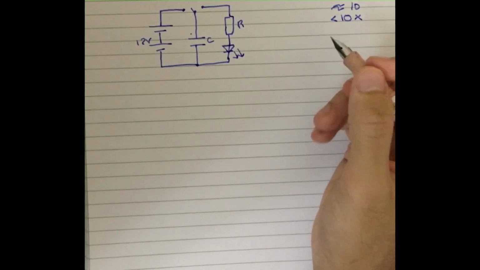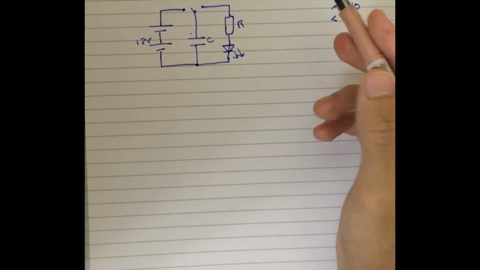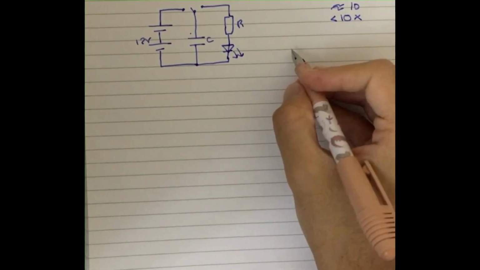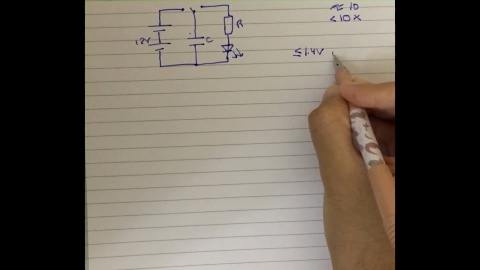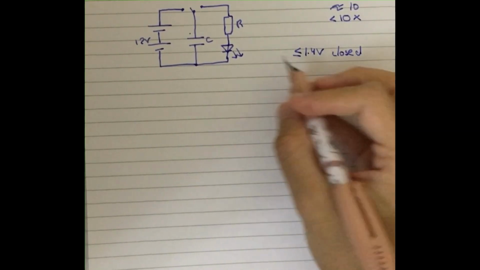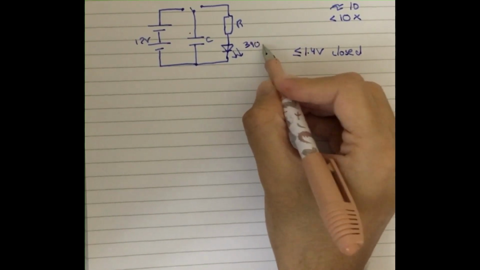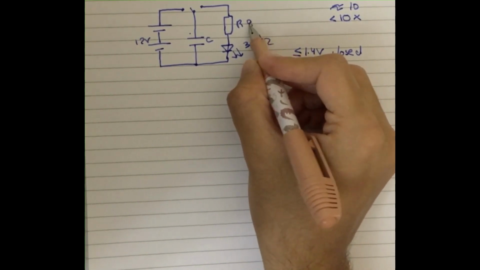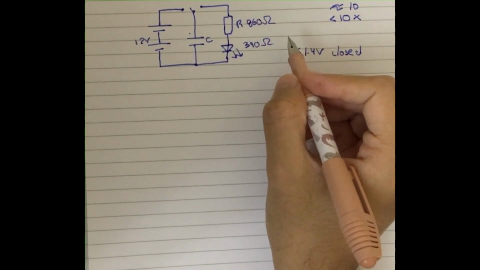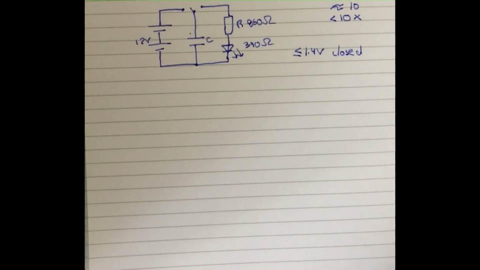Now we know that the LED switches off if it reaches 1.4 volts, right? So if it's less than or equal to 1.4 volts, it's going to be closed, right? We know that the resistance of the LED is 340 ohms and the resistor resistance is 860 ohms, right? Okay, so there are two methods to do this. I'm going to do the first method in this video, the second method in the other video.